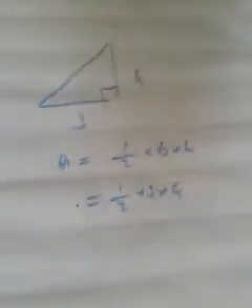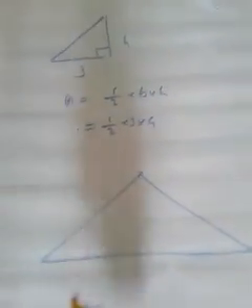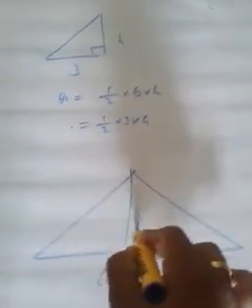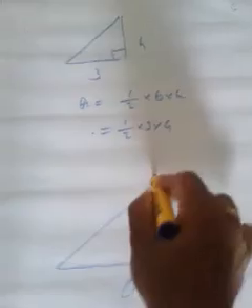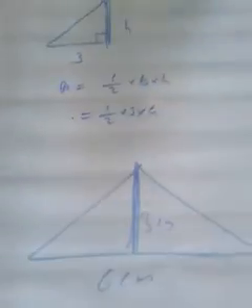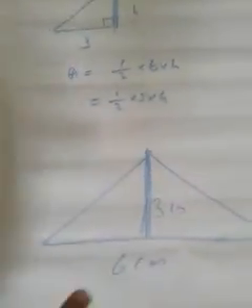Suppose some other triangle, consider this example. I have to calculate the area of this triangle. Only two things are given. Base is given as 6 centimeter and height is given as 3 centimeter. See, this is the height of this triangle. If base and height are given, then that height should be towards the base.